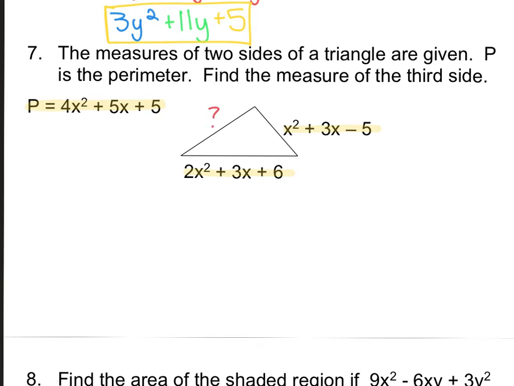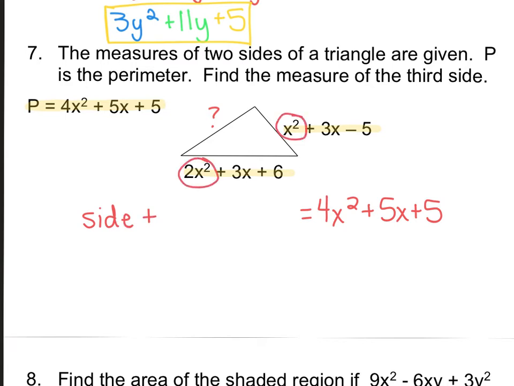So we do know that if I added all three sides together, it would equal 4x squared plus 5x plus 5, because that's the perimeter. So we do have one side that we don't know, but we can go ahead and combine like terms with the other two sides. So the unknown side plus the other two sides is going to equal our perimeter.